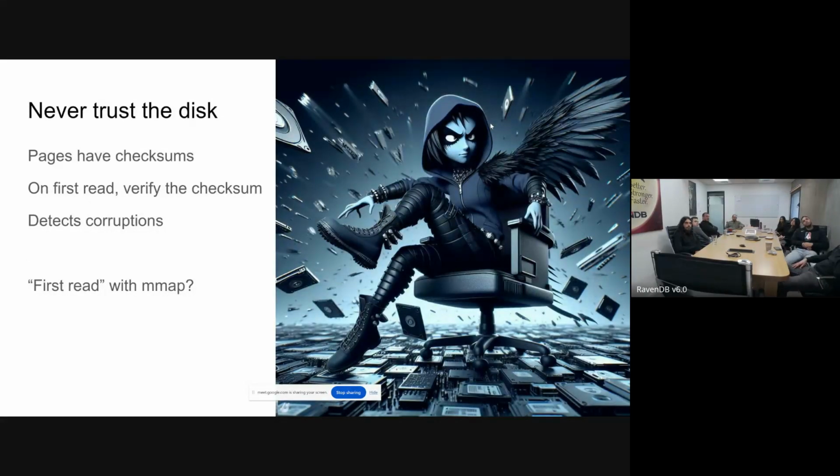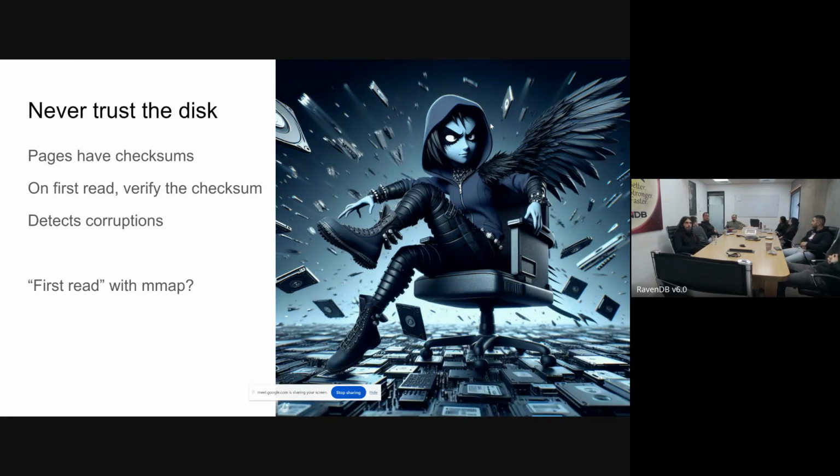Okay, so we don't trust the disk. After I explained that, yeah, we have the journals and transactions have checksums. Pages also have checksums. When we read a page for the first time from the disk, we verify this checksum. Why do we do that? Because it validates that the page wasn't modified.